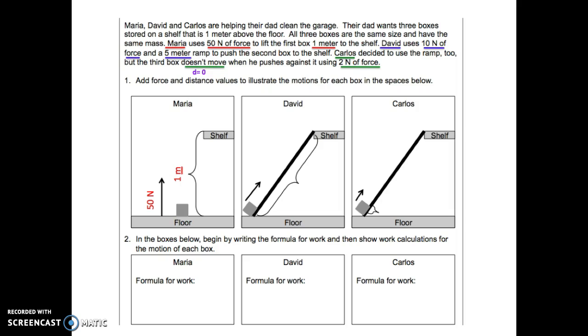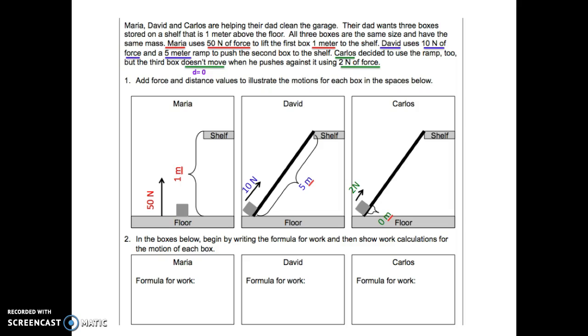David, on the other hand, used a force of 10 newtons, and he moved the box up a 5-meter ramp. Carlos used a force of 2 newtons, and it didn't move, so his distance was 0 meters. Make sure you have these distances recorded. For number 1, I'm going to get you started on numbers 2, 3, and 4, and then let you do the work on those. We'll do part 1 of number 2 together.